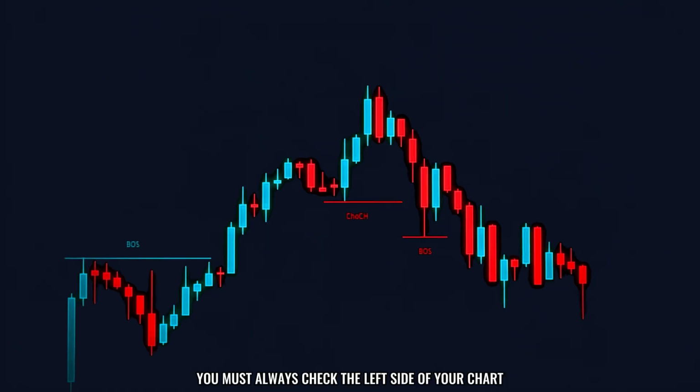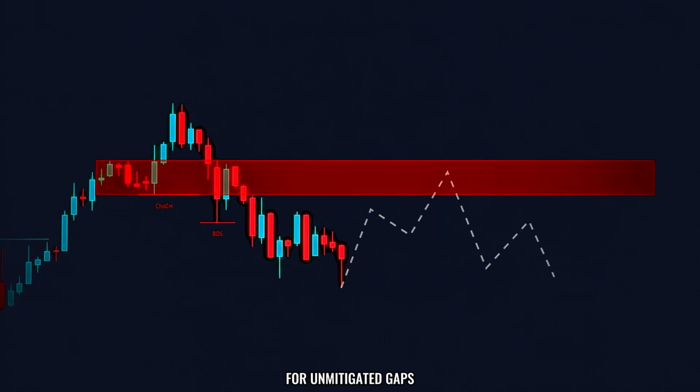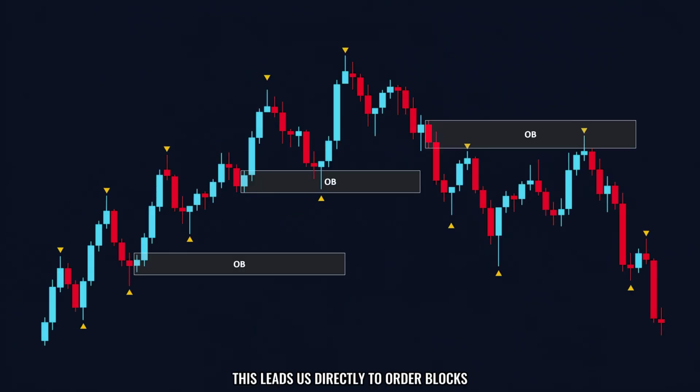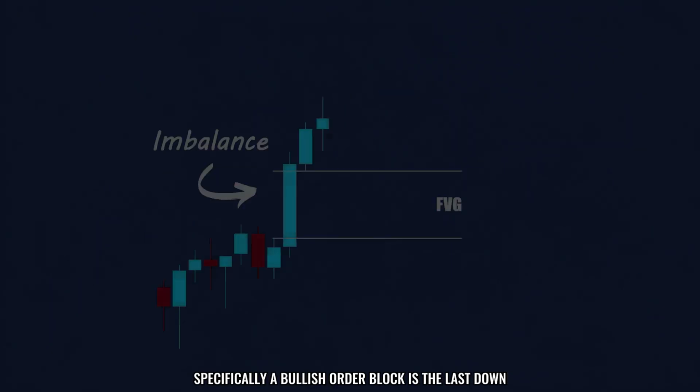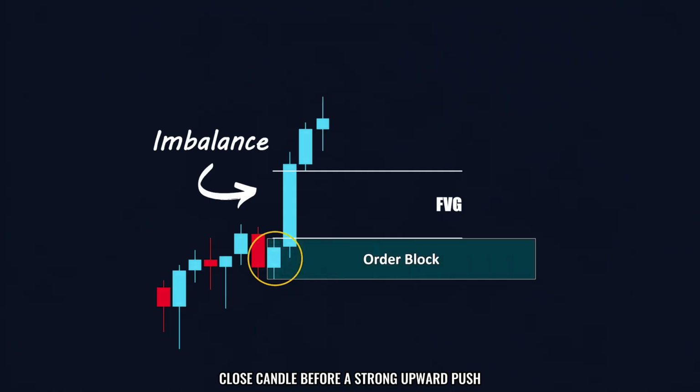This is why you must always check the left side of your chart for unmitigated gaps before declaring a structural shift. This leads us directly to order blocks, OB. An order block is a refined supply or demand zone. Specifically, a bullish order block is the last down close candle before a strong upward push that breaks structure and leaves behind a fair value gap.